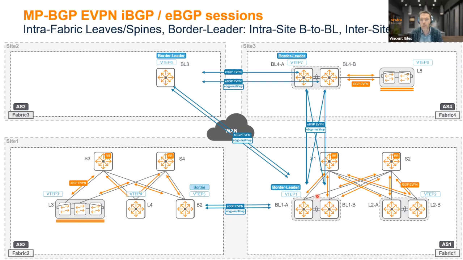So this notion of border leader, that concept is something that we introduce in order to simplify the configuration of the routing between the sites, so that we don't have to have a full mesh between borders. So this is very important to simplify the deployment. So typically here, the session between the border VTEP 5 and the border leader of the other site, we don't want that, to simplify again the configuration.